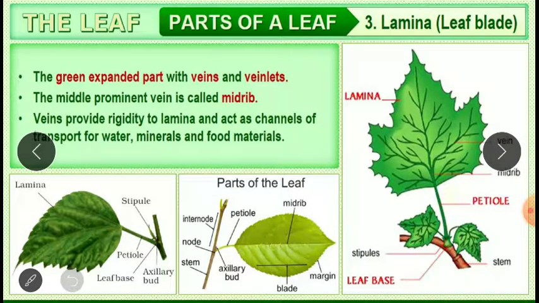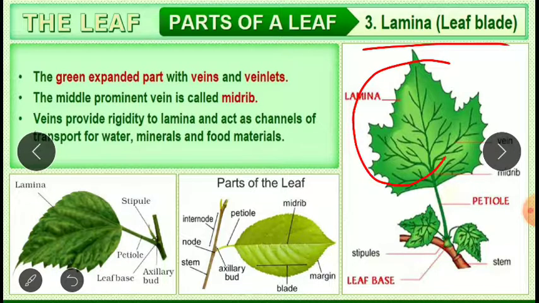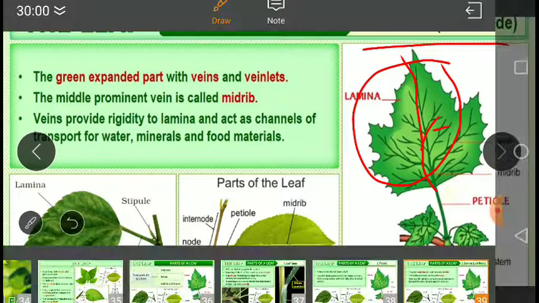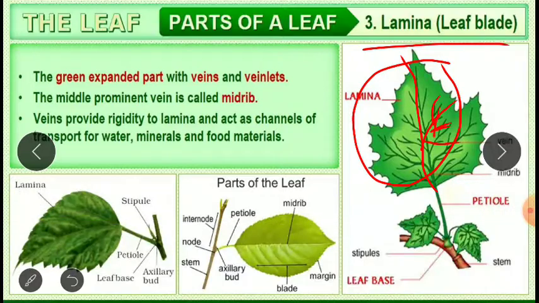Then, the third part is going to be the lamina, also known as the leaf blade. This green expanded part is called the lamina. This lamina has the veins and the veinlets, that is, the subveins. The middle prominent vein is called the midrib. The main vein is known as the midrib, and this midrib has veinlets, that is, the subveins.